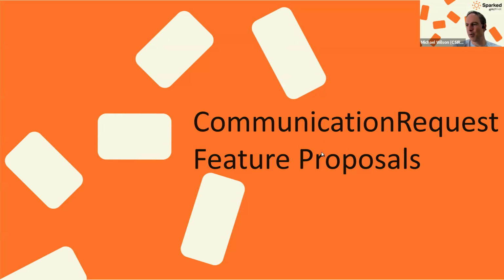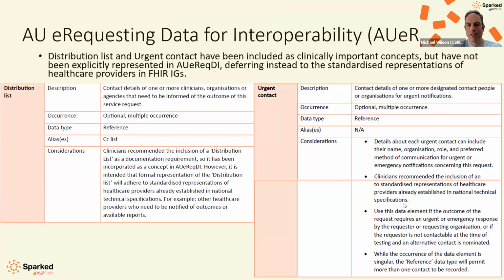So we've got communication request feature proposals. Again, this one was sent out last Friday. There's a Confluence page for it. Just giving a little bit of context here back to the AU eRequesting data for interoperability. Distribution list and urgent contact were mentioned in the AU eRec DI, but they've been included as clinically important concepts, but have not been explicitly represented in AU eRec DI, deferring instead the standardization of representations of healthcare providers to FHIR IGs. So there's a little bit of guidance here from the eRec DI, but it's basically saying that we can use the standard processes in FHIR to implement.